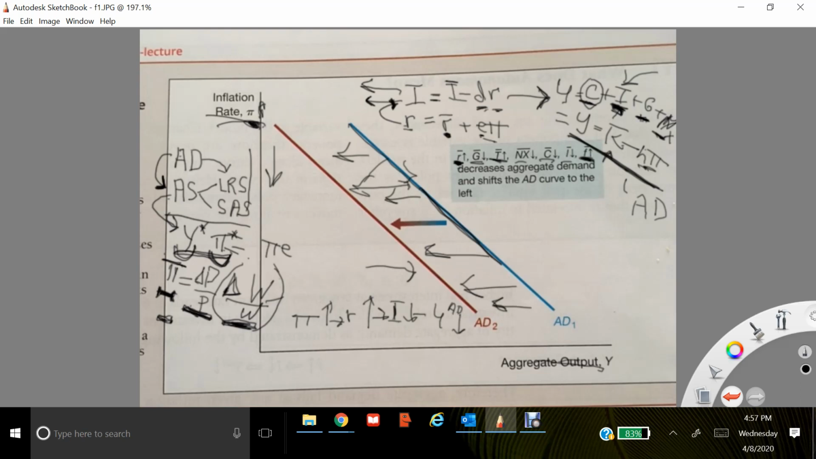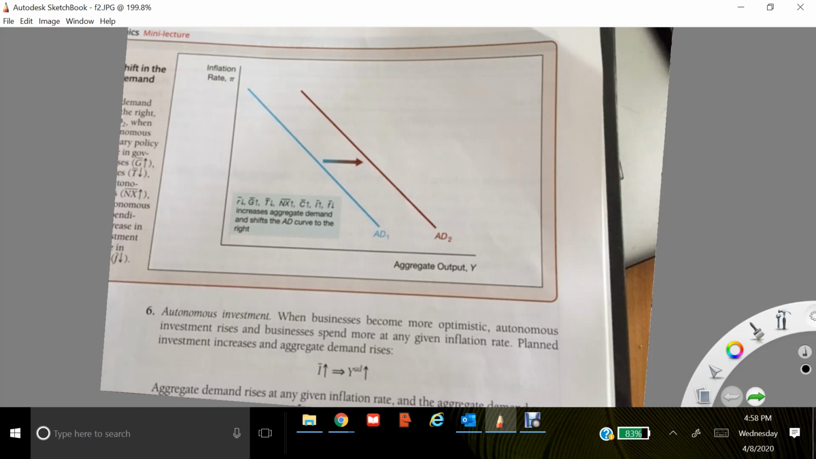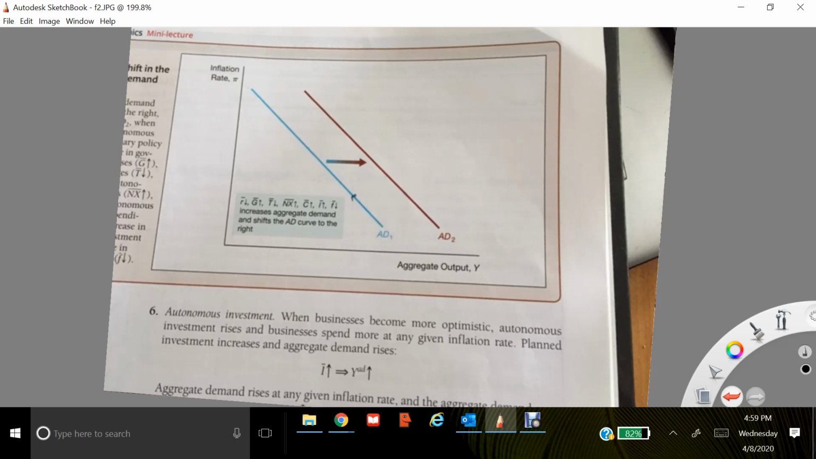Let me bring up the next slide. Okay, so now I'm looking at figure 2 on page 519. And here we have the opposite effect going on. So starting at the blue curve, we have a shift to the right of the aggregate demand curve. And that's a result of the same autonomous factors changing, but in the opposite direction.